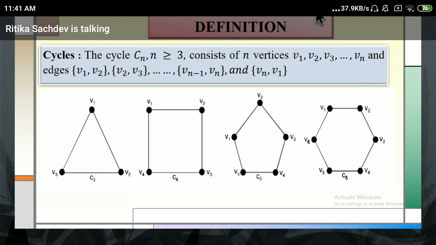Take the screenshot for this. In the next session, I will not be repeating this. I will directly jump to the theorems requiring these definitions.